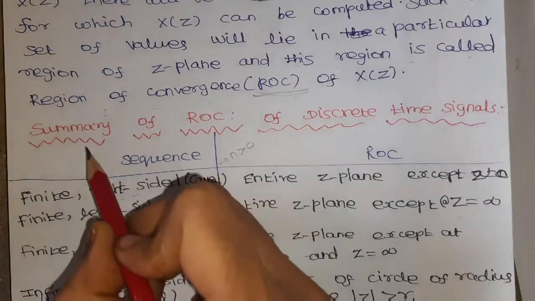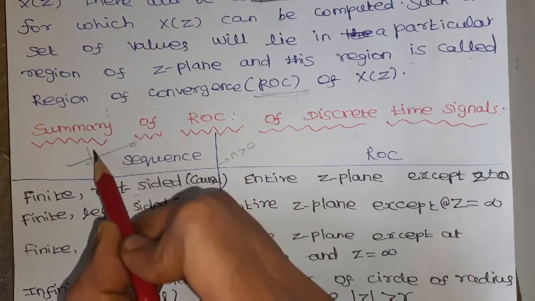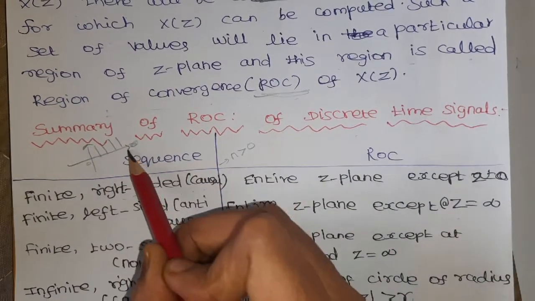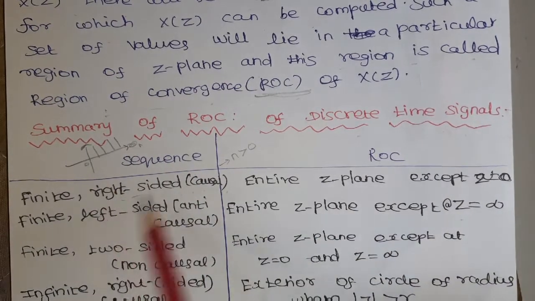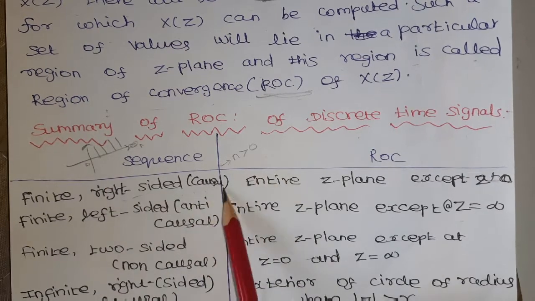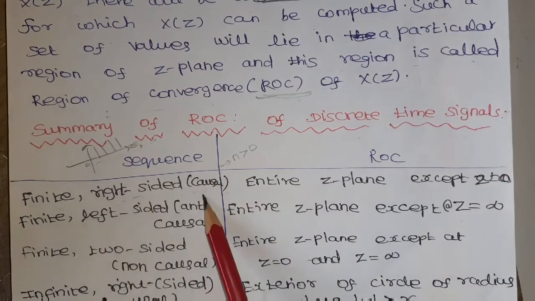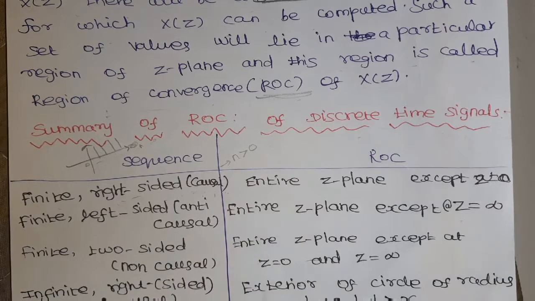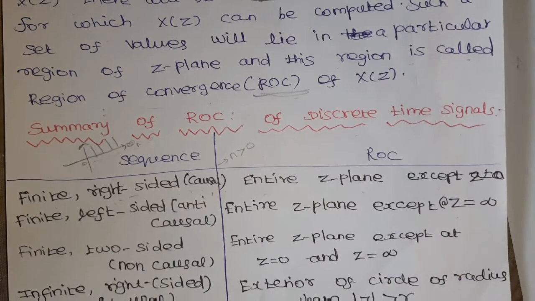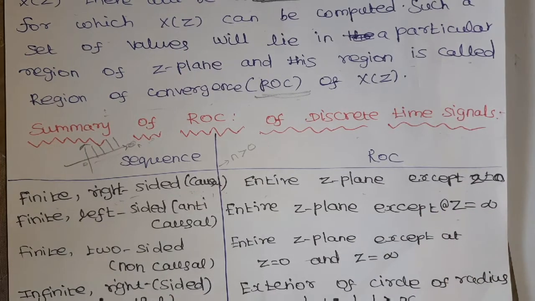For example, it runs from 0 up to infinity. It is a causal signal, valid only for n greater than 0. It is called a right-sided signal or causal signal. For a finite right-sided or causal signal, the ROC converges in the entire Z plane except at Z equal to 0.